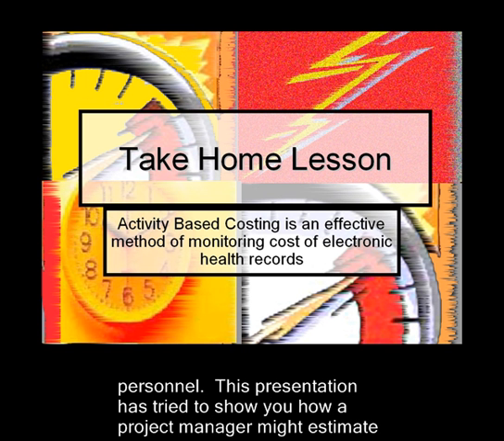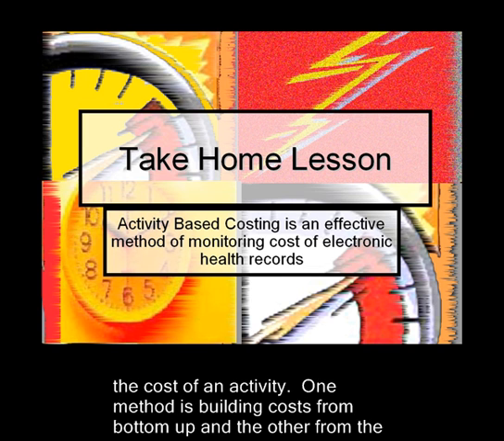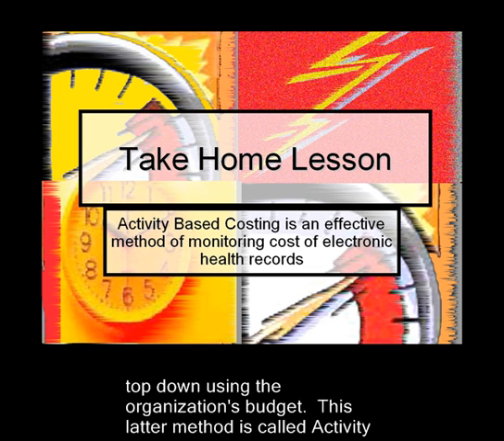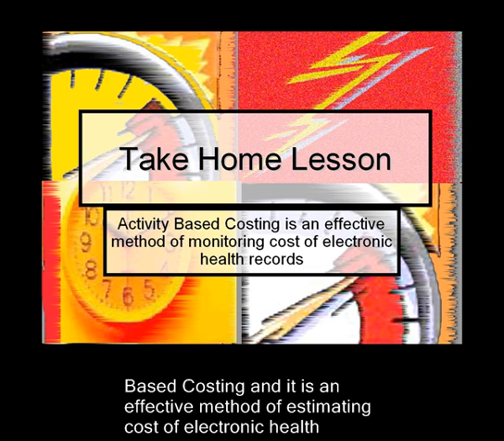This presentation has tried to show you how a project manager might estimate the cost of an activity. One method is building costs from bottom up, and the other from the top down using the organization's budget. The latter method is called activity-based costing, and it is an effective method of estimating costs of electronic health records.